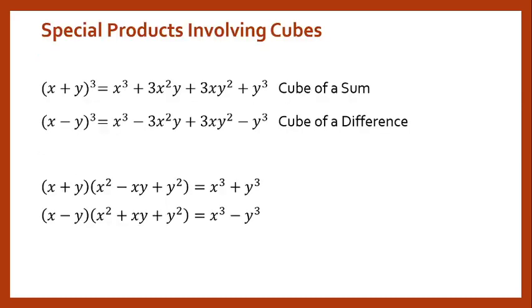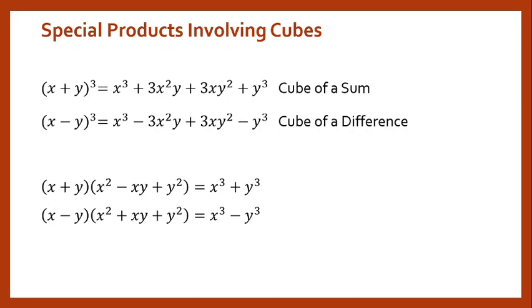So we have the special products involving cubes. We have cube of a sum. Yan yung form ng magiging resulta ng product pag raised to 3 na. And then the cube of a difference. So pansinin niyo lang yung sign niya. Mapapalitan yung second and last term, so magiging negative yun.